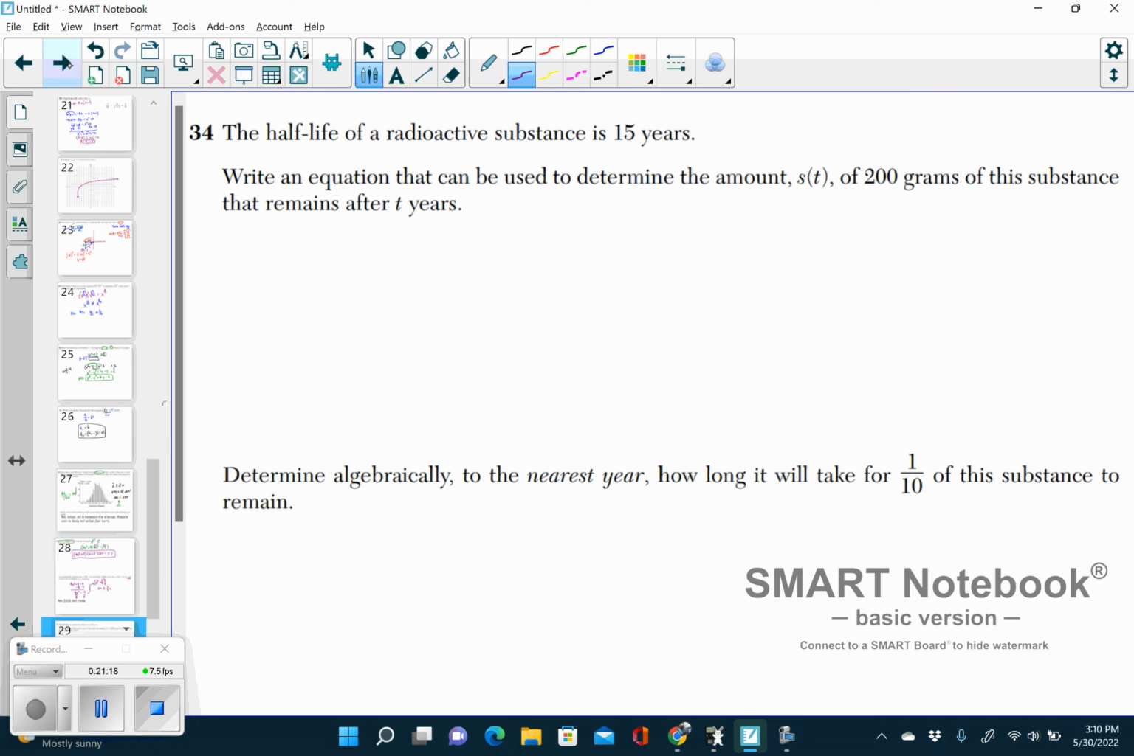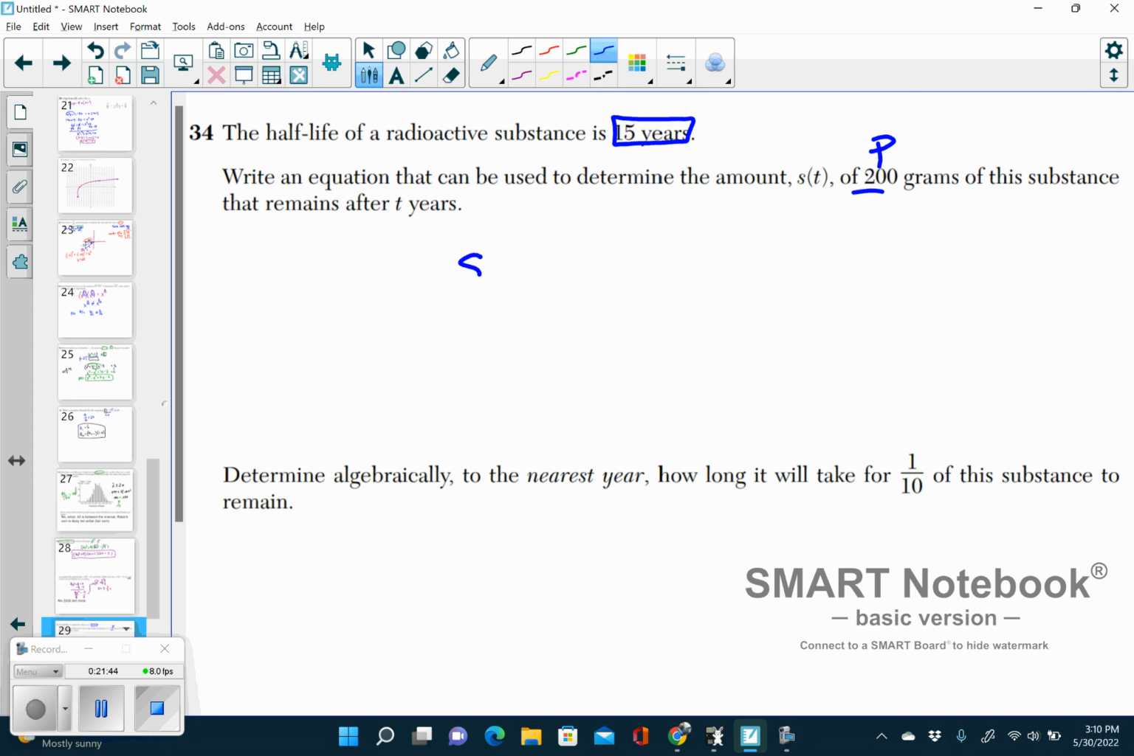Okay. Question 34. The half-life of a radioactive substance is 15 years. Okay, so I know that right here I have an important piece of information. Write an equation that can be used to determine the amount of 200 grams of the substance that remains. So we're starting with 200, so that's going to be our amount that we're beginning with.